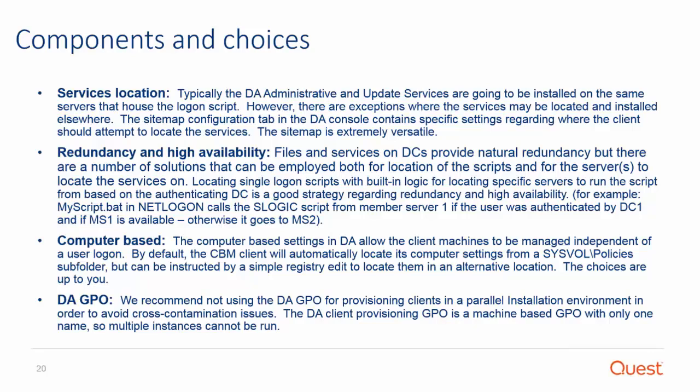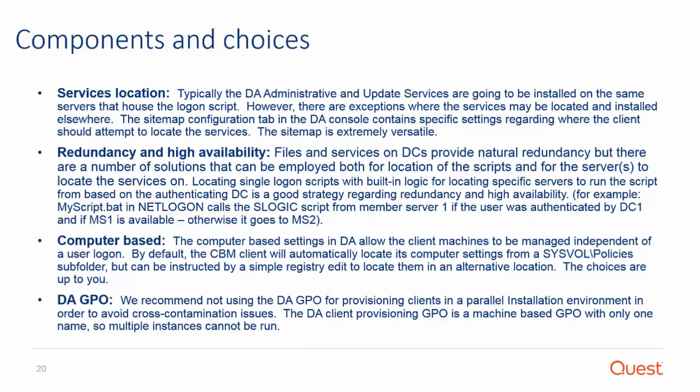Computer-based settings. The computer-based settings in Desktop Authority allow the client machines to be managed independent of a user logon. By default, the computer-based management client will automatically locate its computer settings from sysvol policies from a subfolder underneath there named Desktop Authority. But it can be instructed by a simple registry edit to locate those scripts for computer management in a different location. And we do have articles on that as well, how to change that. And you can use the user-based logon script, in fact, to change that location or where computer-based looks.